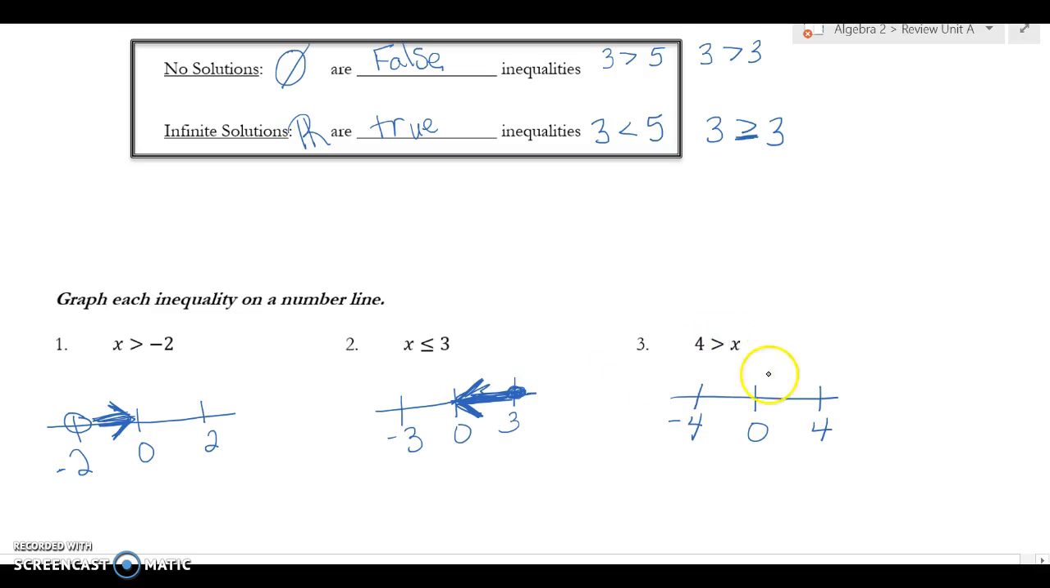And then the last one is at 4. It's an open circle, but now look, x is on the wrong side. It looks like I'm going to go to the right because the inequality is facing to the right, but when x is on the wrong side, I'm going the other way because that actually says 4 is greater than x, or x is less than 4. So that's why I go to the left.